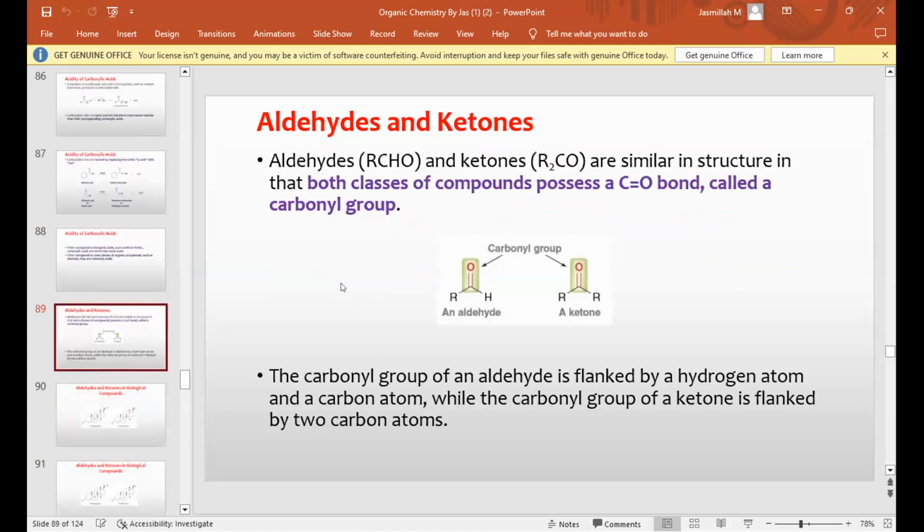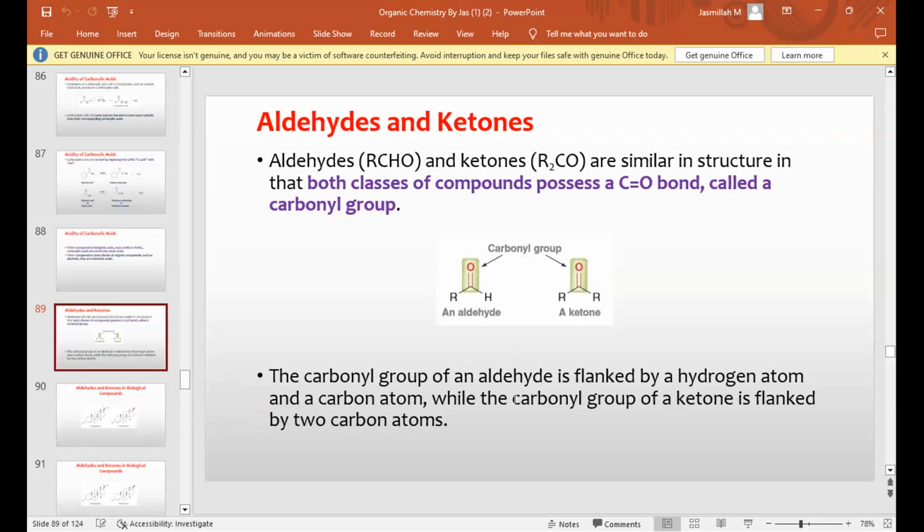Then we have aldehydes and ketones. Aldehydes and ketones are similar in structure. Both classes possess this carbonyl group. We see this is the carbonyl group, the C double bond O. In an aldehyde, one side is bonded to an alkyl group, and on the other side we have a hydrogen. But in ketones, both sides are bonded to either alkyl or aryl groups.